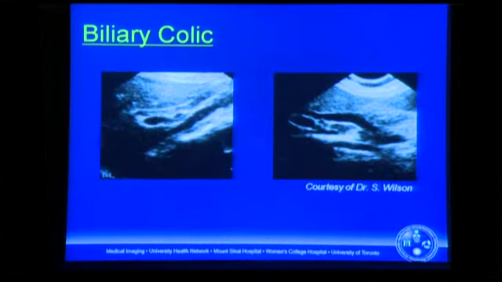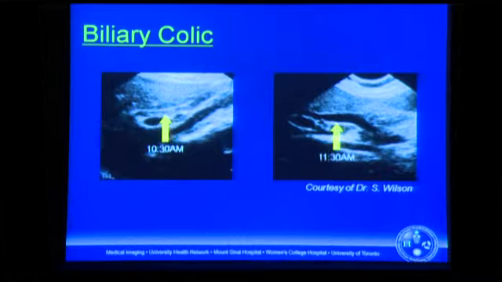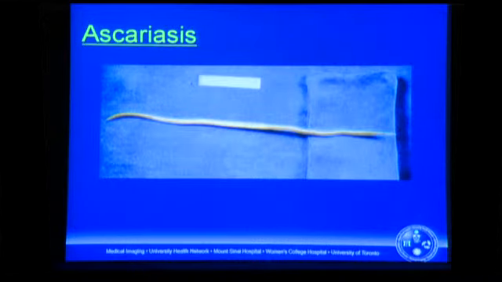And this is another interesting case given to me by Dr. Stephanie Wilson. It's an old case, but it's an interesting case because these are images from the same patient. And this is 10:30 in the morning. There's something linear in the CBD, and this is 11:30 the same morning, and the patient never had intervention. So that is not a CBD stent that has been removed. And of course, this is ascariasis. So this was a worm in the CBD, which was subsequently recovered.